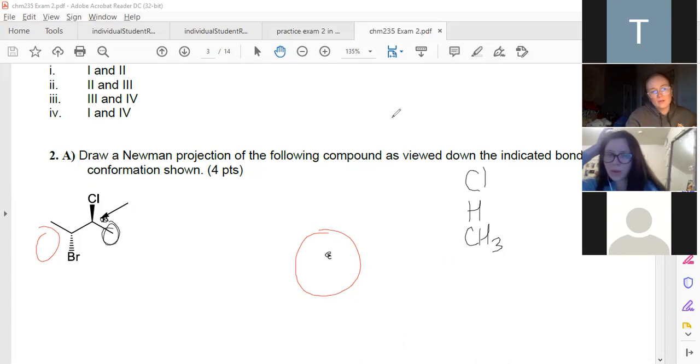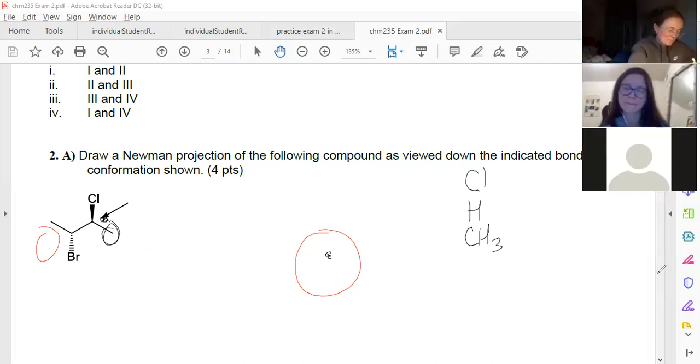The chlorine? Nope, chlorine's a wedge. If it's a dash or a wedge, it means it's either coming out or going into the page. So is the in plane hydrogen? Just a straight one. Oh, okay. Does that make sense? Right, so you draw the in plane one first, all right?